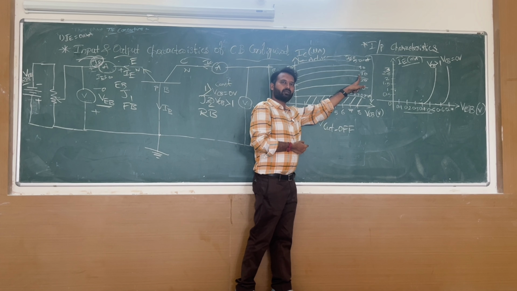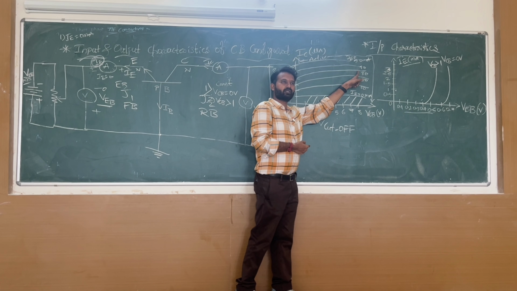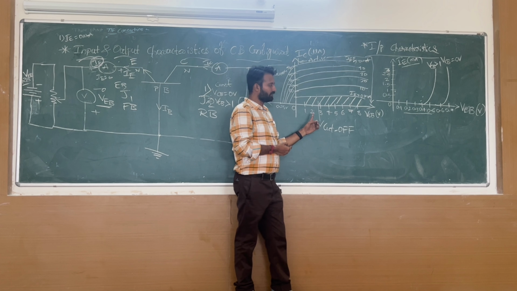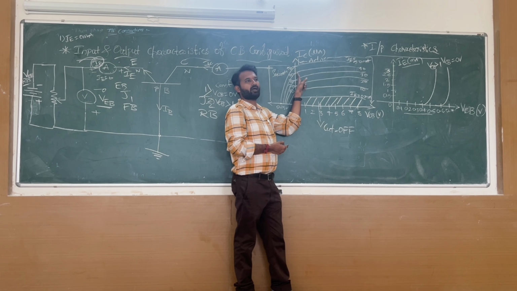Third case, IE is equal to 30. Fourth case, IE is equal to 40, 50. Fixed values. Understandable? What are you varying? VCB, and you are noting down IC.